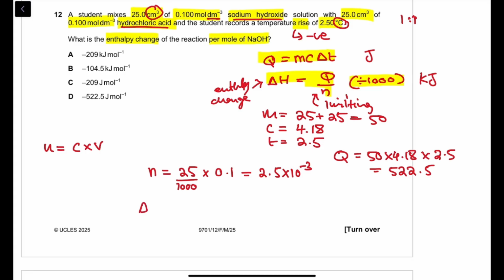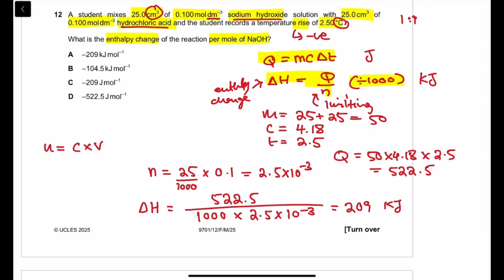And so our delta H is going to be equal to 522.5 divided by 1,000 to turn it into kilojoules, times 2.5 times 10 to the power negative 3, which leaves us with 209 kilojoules. But it is of course negative because it is exothermic. Therefore our answer must be A, not to be confused with C.